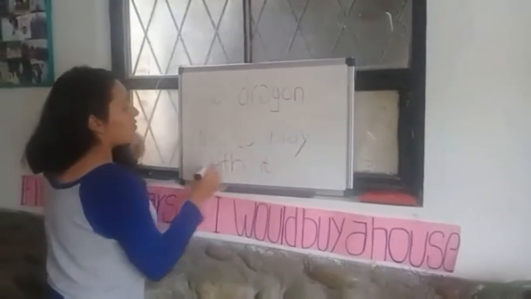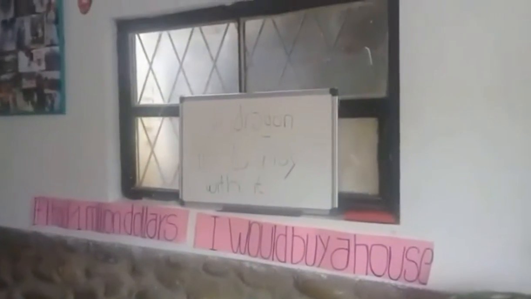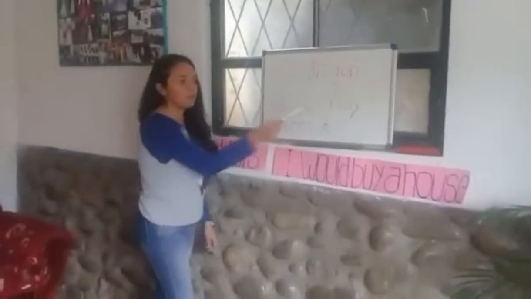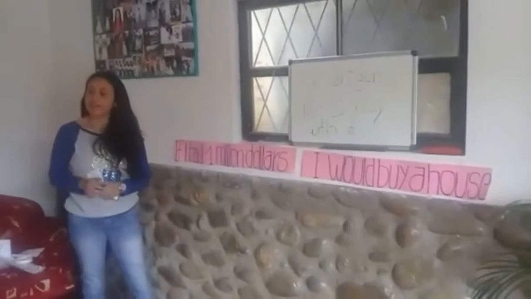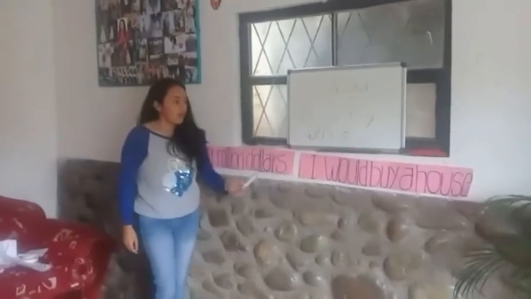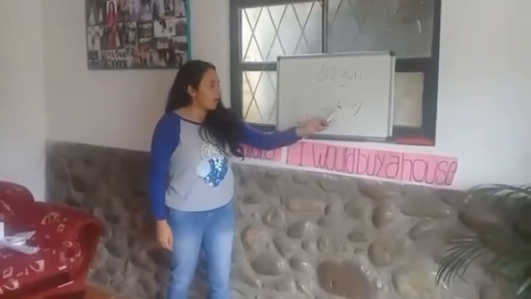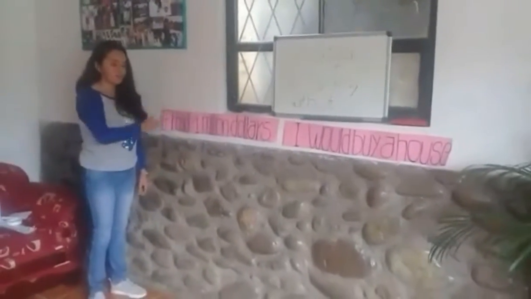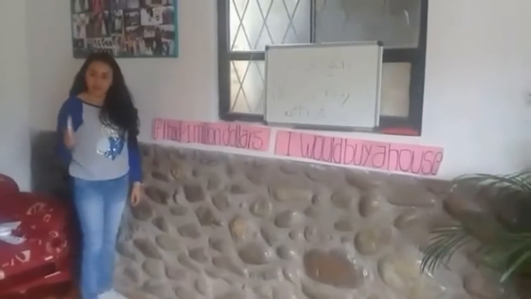Okay? So, as you know, you have to repeat, you have to change this part with this and this part with this. Did you understand? Yes. Is it clear? Yes. Okay, so I'm going to give you a model. If I had a dragon, I would like to play with it. Okay? So we're going to repeat just this part. So repeat with me, please.